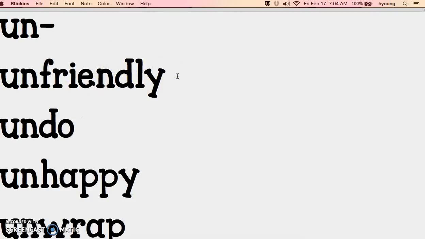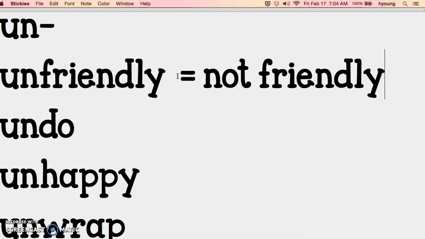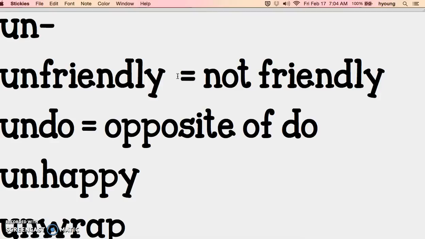So how do we know when it means not and when it means opposite of? Well, sometimes you just have to use common sense and context clues perhaps to figure it out. If I'm unfriendly, being the opposite of friendly doesn't really make sense as much as it makes sense to be not friendly. When I'm undoing something, it doesn't mean that I'm not doing anything, because I'm still doing something. It means the opposite of do.